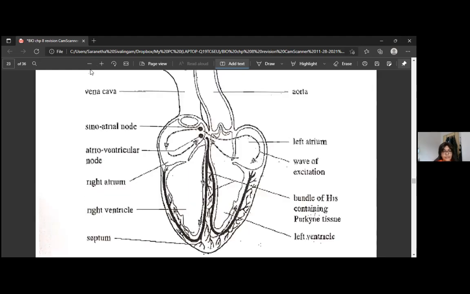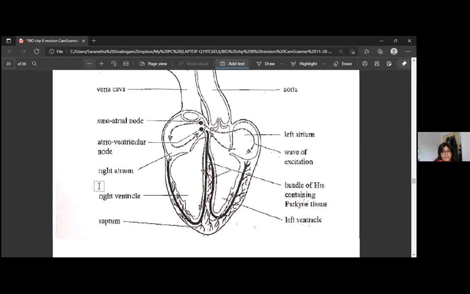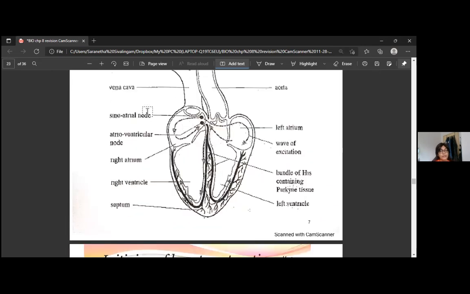Okay, this one is the next subtopic. It is heart innervation. So for this one, you just have to know the location of the sinoatrial node, the atrioventricular node, and then the bundle of His containing the Purkinje tissues, which also covers the walls of the ventricles.